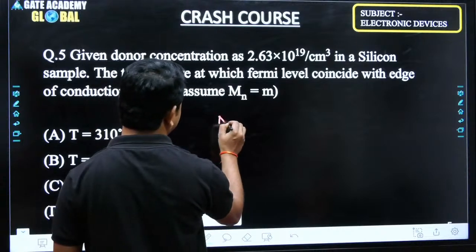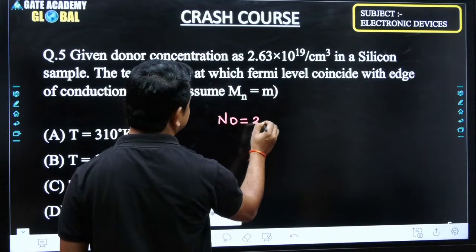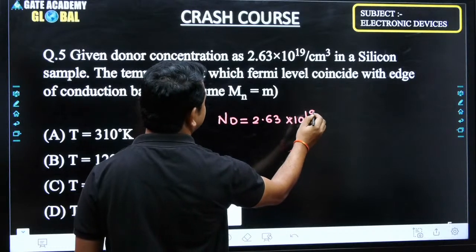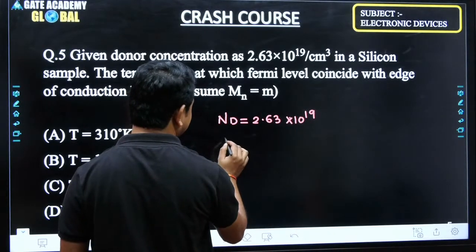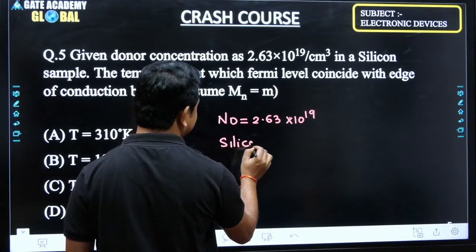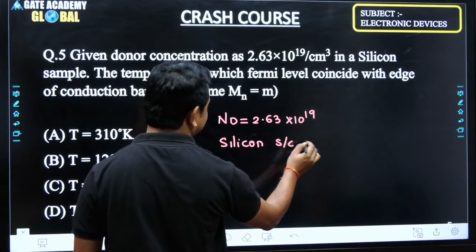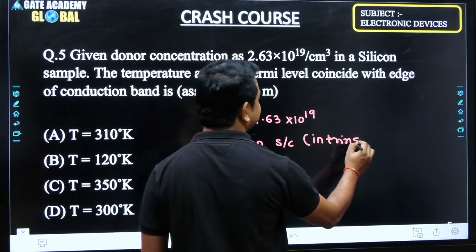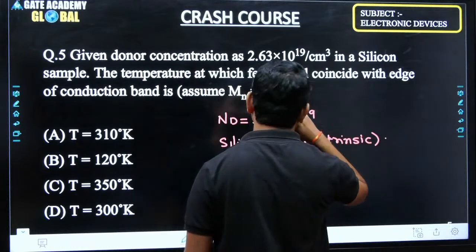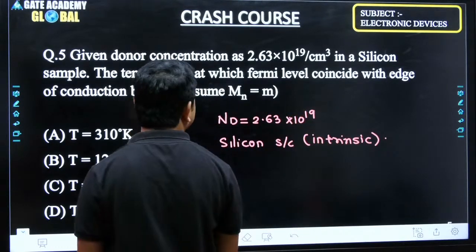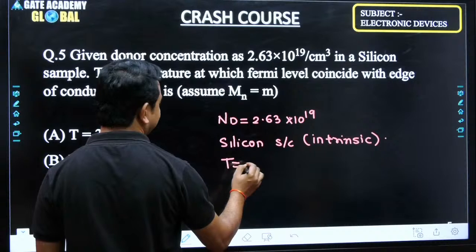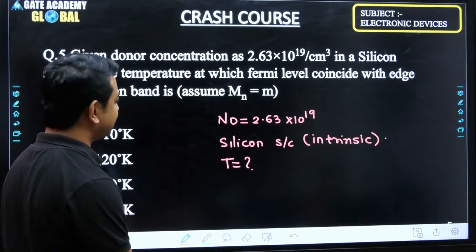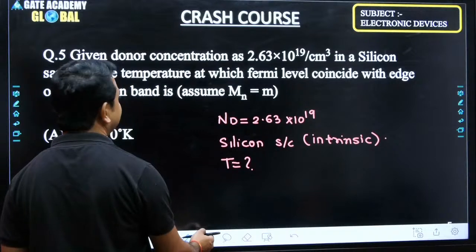So, here we are having the donor atom concentration, this is 2.63 × 10^19, and the basic semiconductor is silicon. So, we are having silicon semiconductor, that is nothing but the intrinsic semiconductor in which we have doped the semiconductor with extrinsic material. We have to find out the temperature at which the Fermi level coincides with the edge of the conduction band.